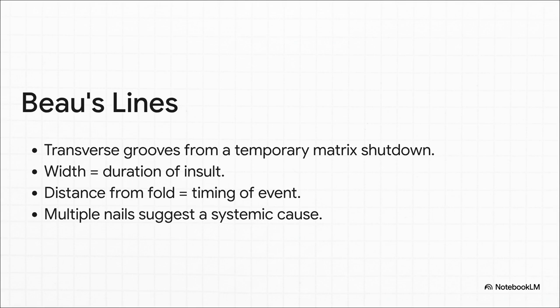You get a temporary shutdown of that proximal matrix, and it creates this transverse groove. The width of the line tells you about how long the insult lasted. And here's the really cool part. By measuring its distance from the proximal nail fold, you can actually date the event, knowing that fingernails grow roughly 3 millimeters a month. It's like a little timeline on your patient's finger.